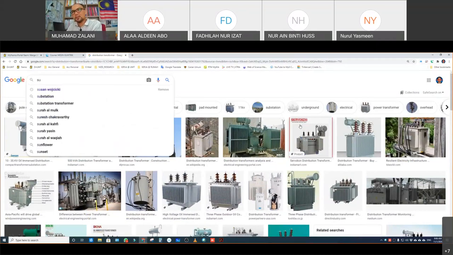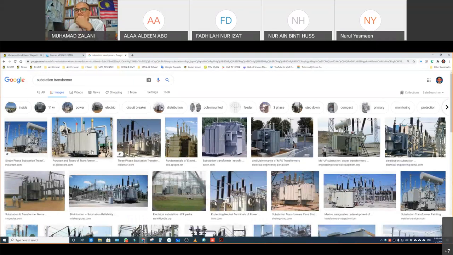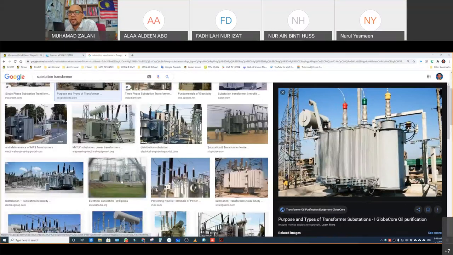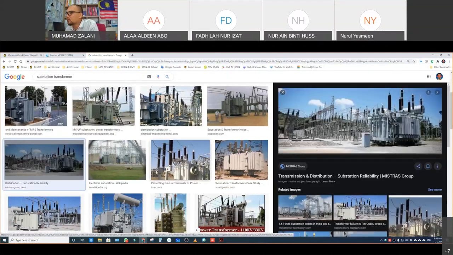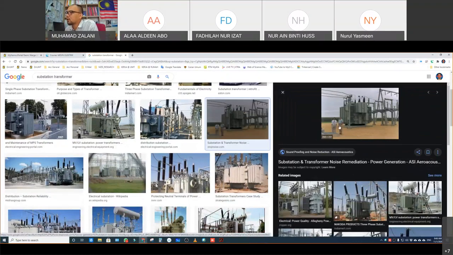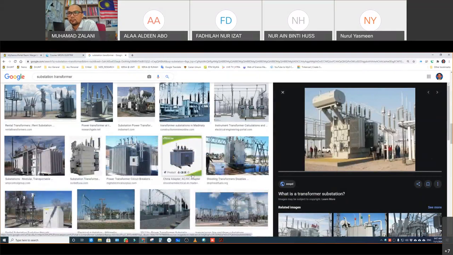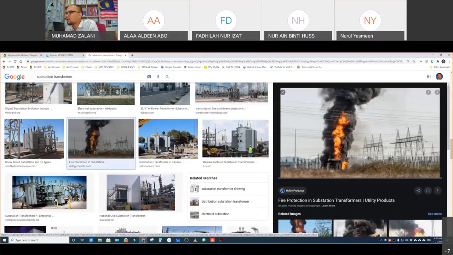Sometimes if you Google substation transformer, let me see. For a substation transformer, it should look like this, which is much bigger in size. So these are images of substation transformers. As you can see for this one, a bigger transformer at the side of the bus bars at the substation, right? Also for this one, there are two people over there, and at the back we can see a lorry-size big transformer. The burning transformer is also there.